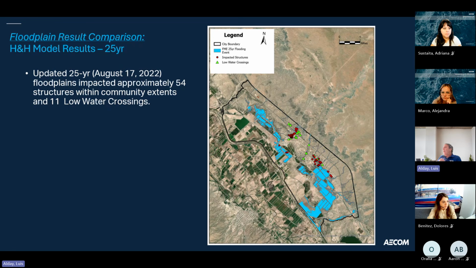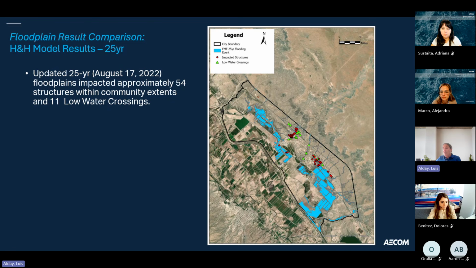Okay, so here, this is what we discovered from the 25-year event. These are the findings that our RAS model developed. And based on what we found, on your 25-year event, you have about 54 structures, and this is very preliminary. We still have to do some filtering of the data, but it should be close to what happened based on our understanding of the storm. 54 structures should have been covered or surrounded by water, and about 11 water crossings were overtopped.